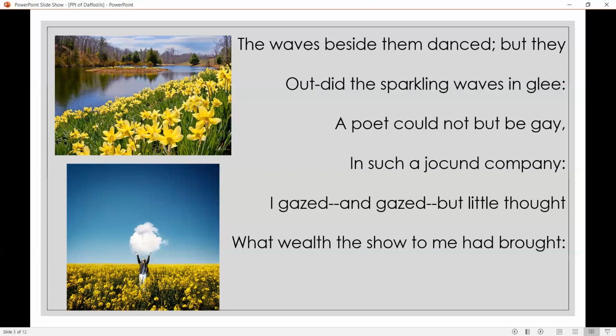The poet refers to the wealth of happiness and gaiety that the beautiful daffodils brought to him. This wealth was induced by the joyful memory of the daffodils dancing in the breeze by the lakeside. So ultimately, this is the joy he has gained. Hope you have understood.